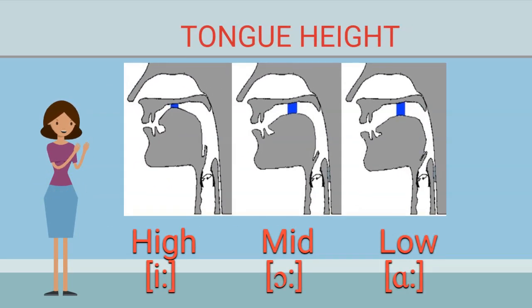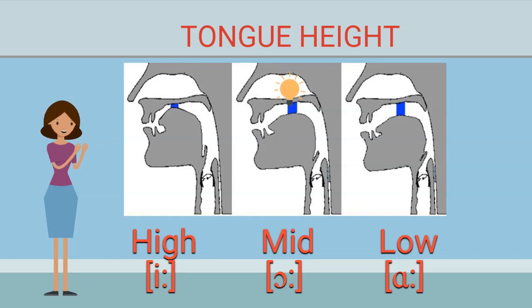Let's start with the first aspect, tongue height. For tongue height, there are 3 levels: high, mid, and low. High vowels are made with the front of the mouth less open because the tongue is raised or high, like ee, oo.